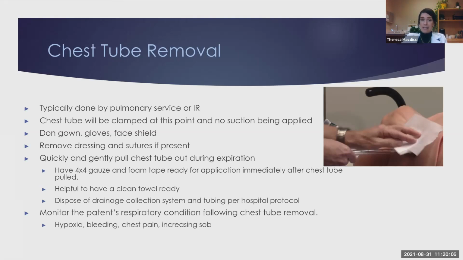And then, like we said, once your patient gets their chest tube removed, you want to watch them pretty carefully for any of those concerning symptoms that we talked about before, like hypoxia, bleeding, increasing chest pain, trouble with shortness of breath, or any increasing respiratory distress. Those are going to be some big things to look for.